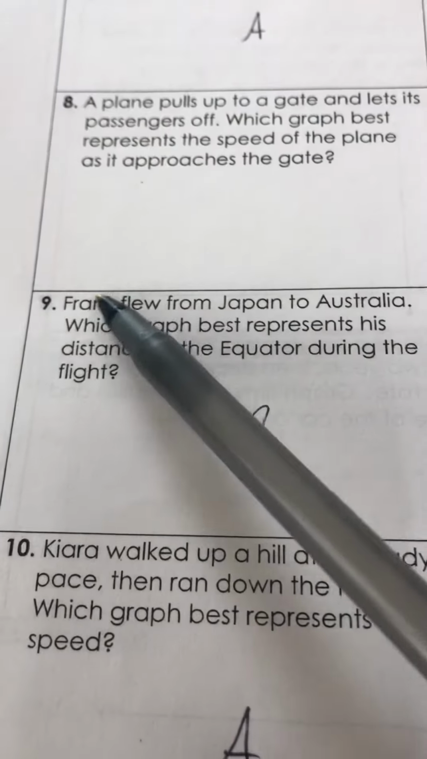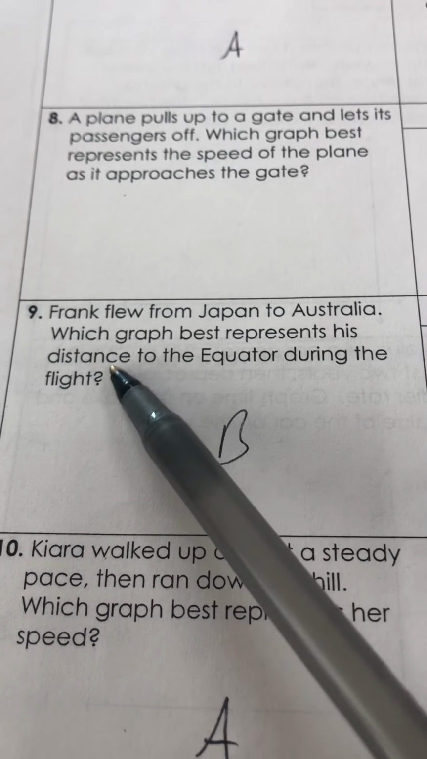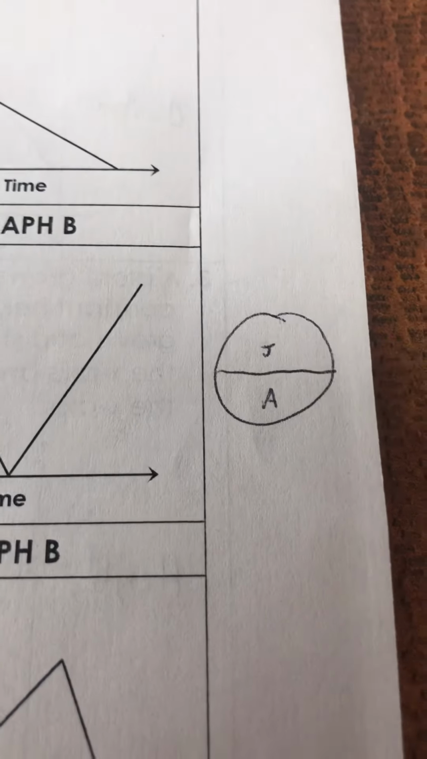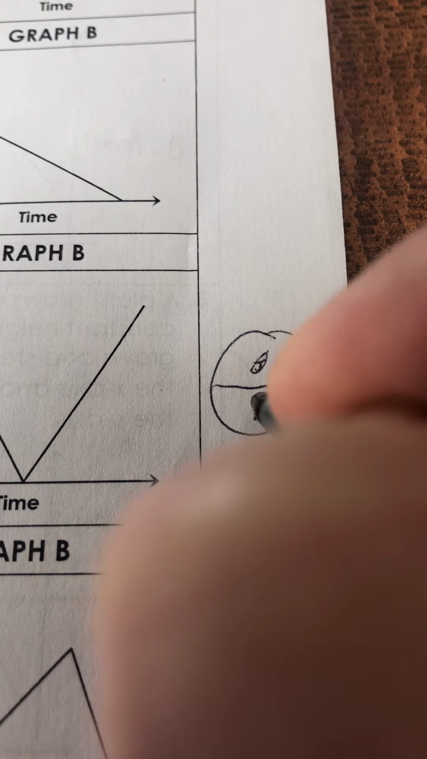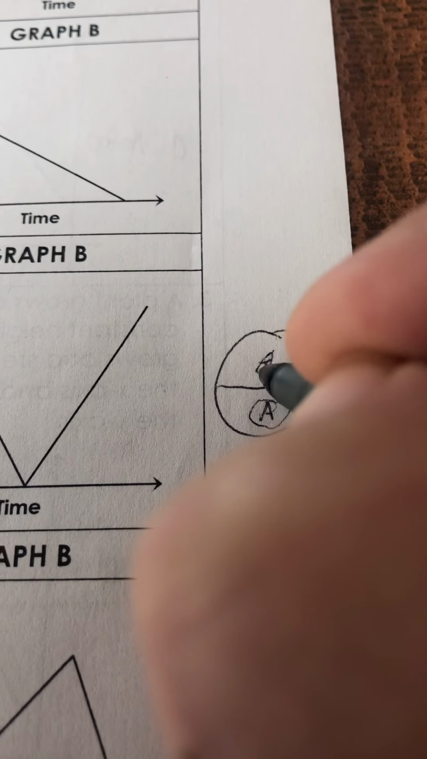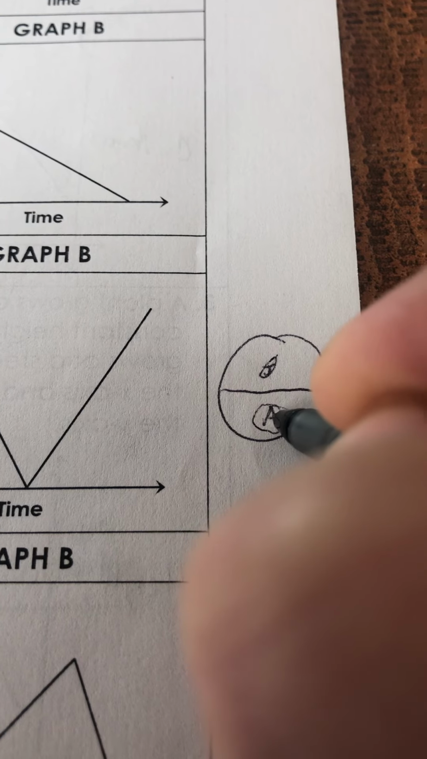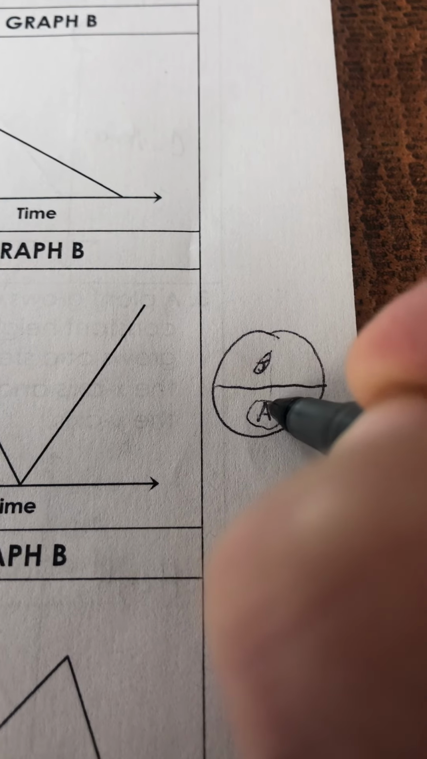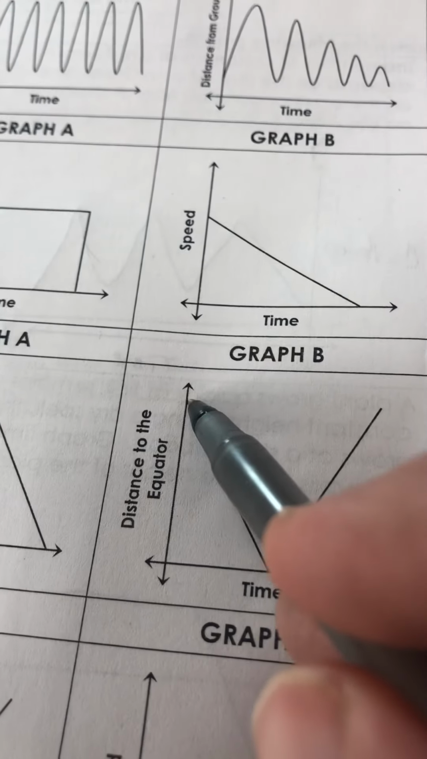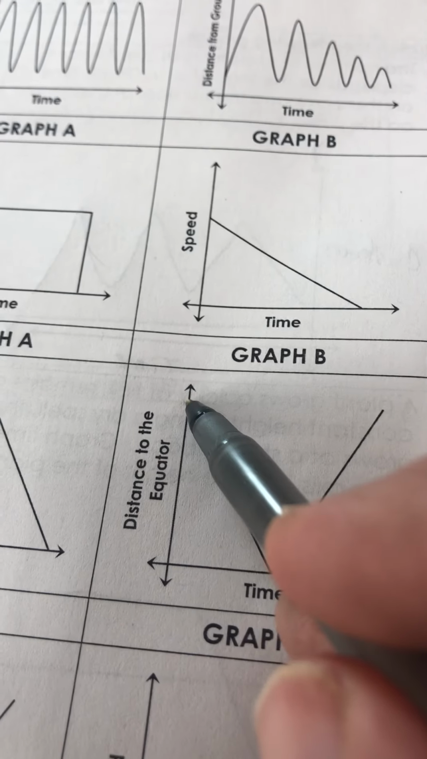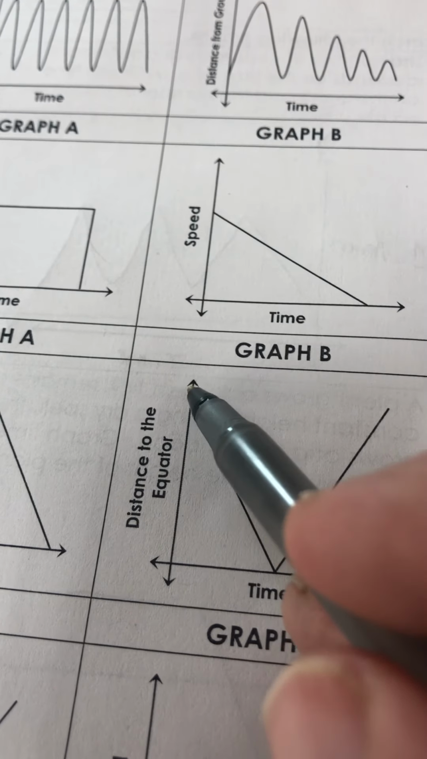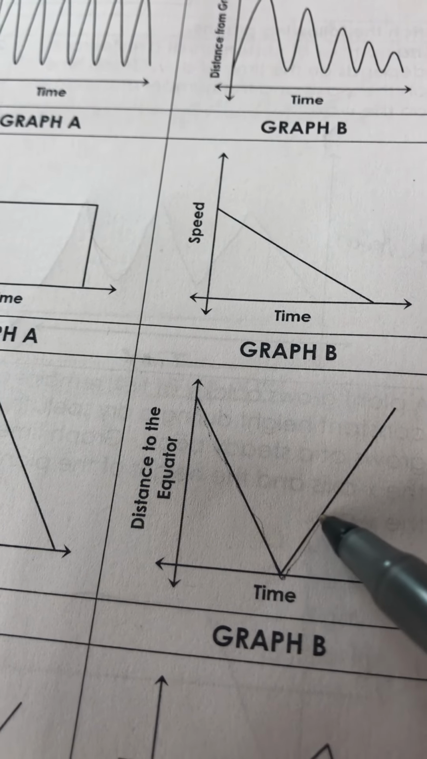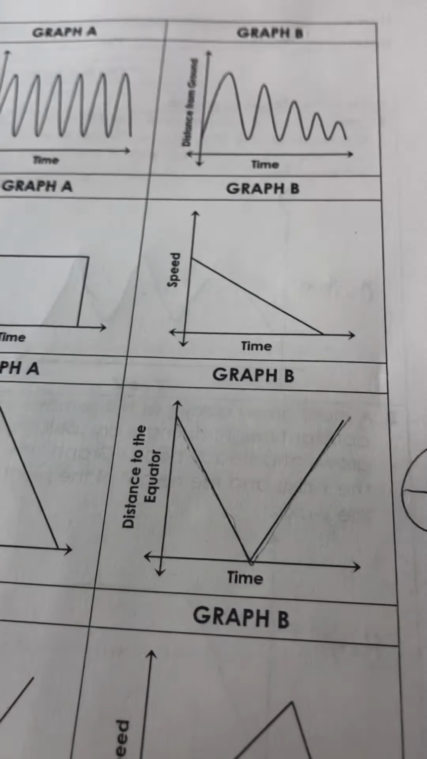Number 9, Frank flew from Japan to Australia. Which graph represents his distance to the equator during the flight? Well, if you don't know, here's your little globe. Here's Japan. Here's Australia, the land down under. And as you go from Japan to Australia, that line is the equator. You get really close to it, and then you start to get far away from it. So you start in Japan, away from the equator, and then you get to the equator over time, and then you go away from the equator again to get to Australia. So B works.